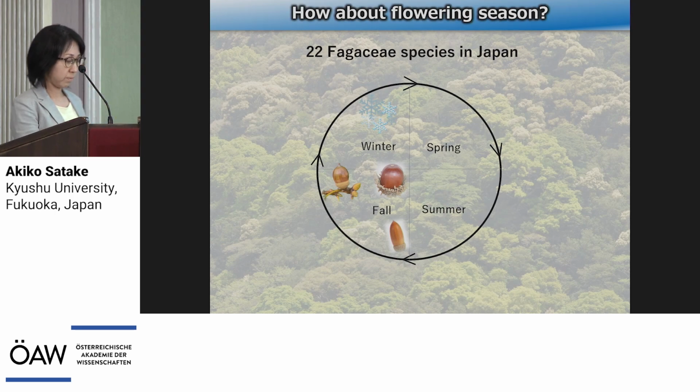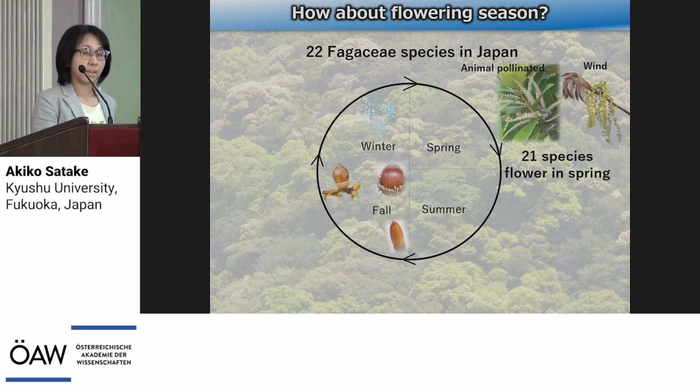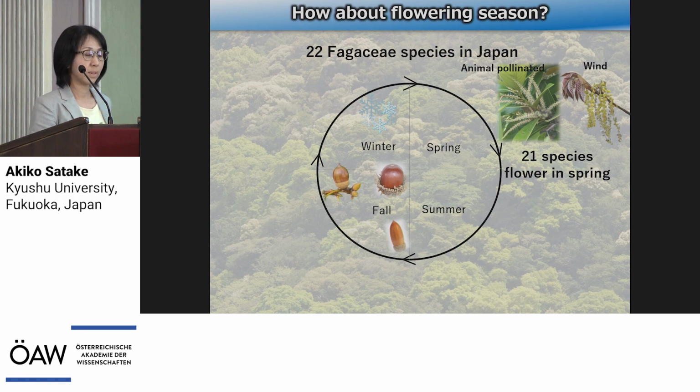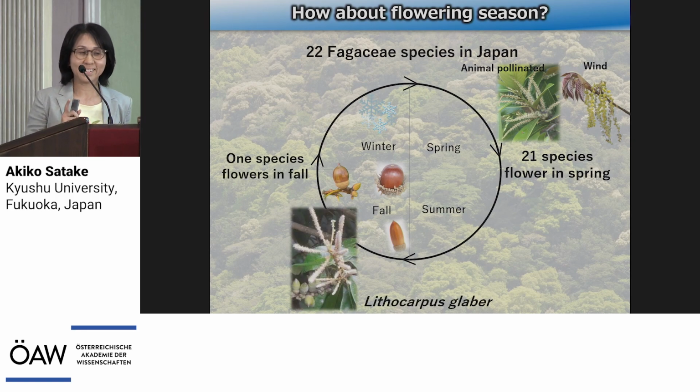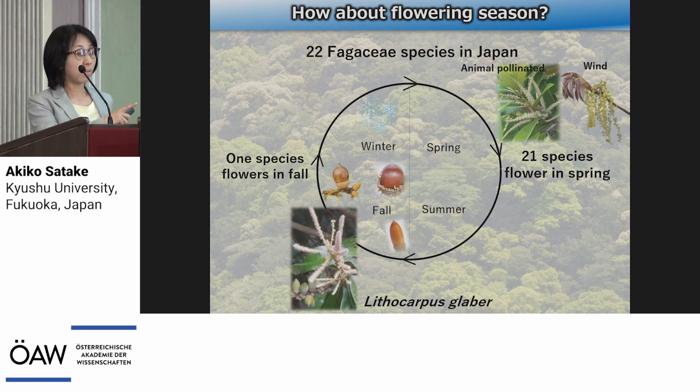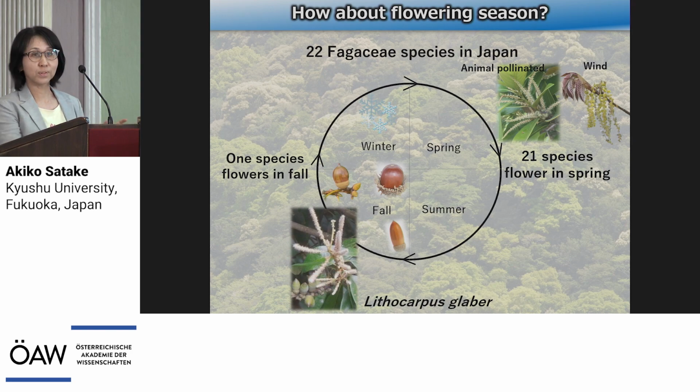So how about the flowering season? Out of 22 species, 21 species flower in spring. Some are animal pollinated and some are wind pollinated. But we have only one species that flowers in fall, that is Lithocarpus glabra. You can see the pretty flower, but also you can see the acorn here, because the season of acorn production is also fall. So in this species, acorns mature when they are flowering.